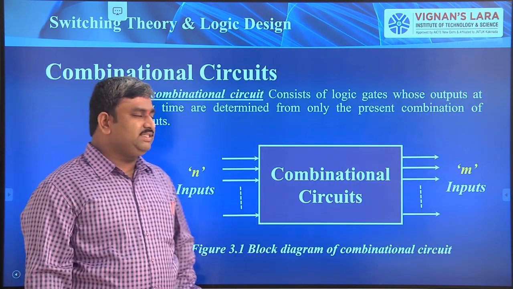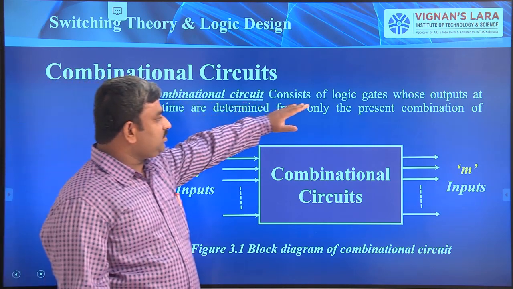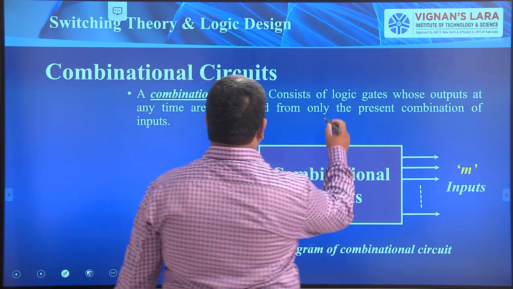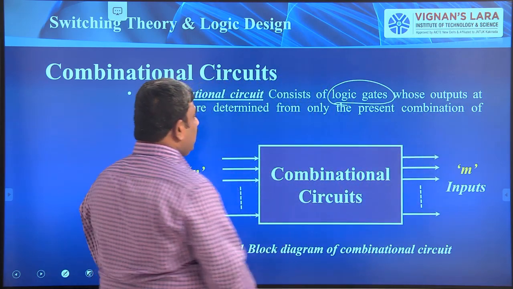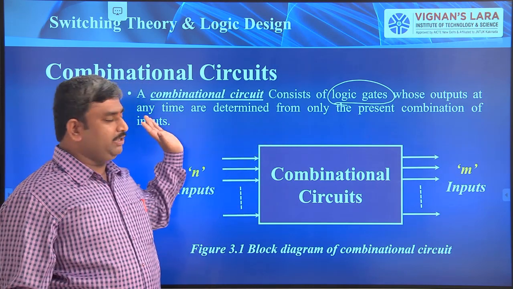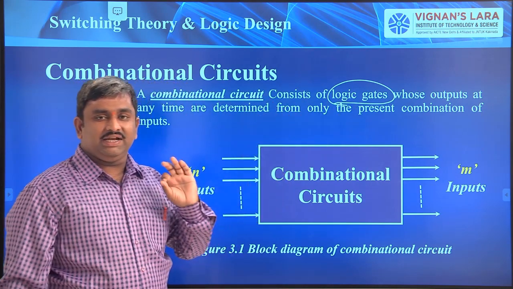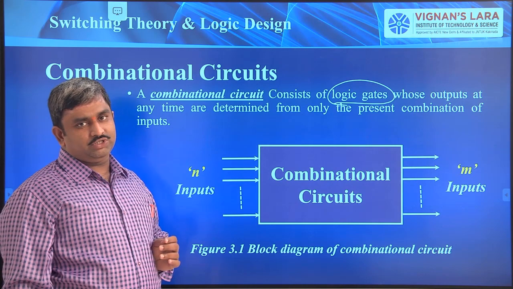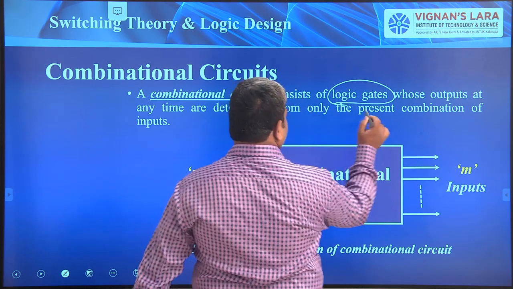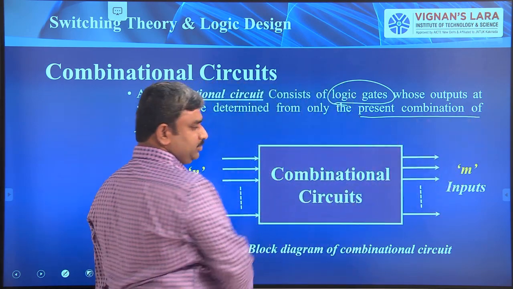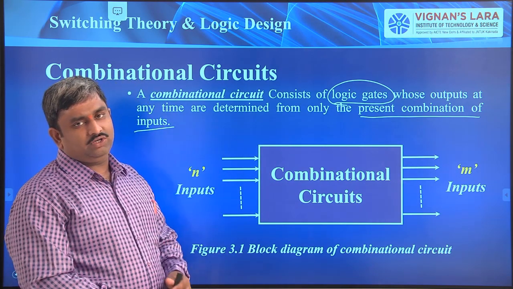Simply, we can see the definition of combinational circuits in this way. A combinational circuit consists of logic gates whose outputs at any time are determined only from the present combination of inputs. The major thing is that we are using logic gates. That is the key point for the combinational circuit. And the second one, the output of the circuit depends upon the present combination of inputs. The present combination of inputs decides the output of the combinational circuit.